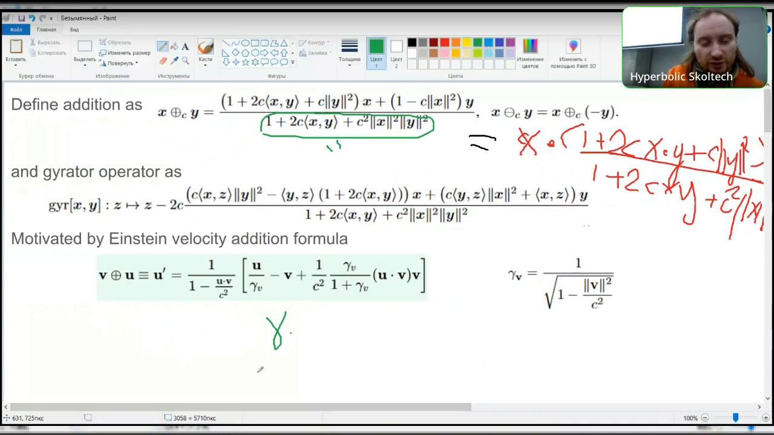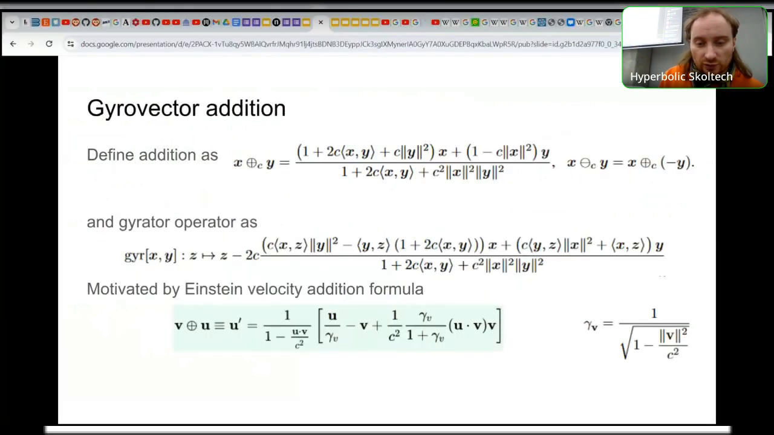Okay, actually, this might also be chosen as gyration, as the gyrosum, and let me show you that. There is a definition of gyration.